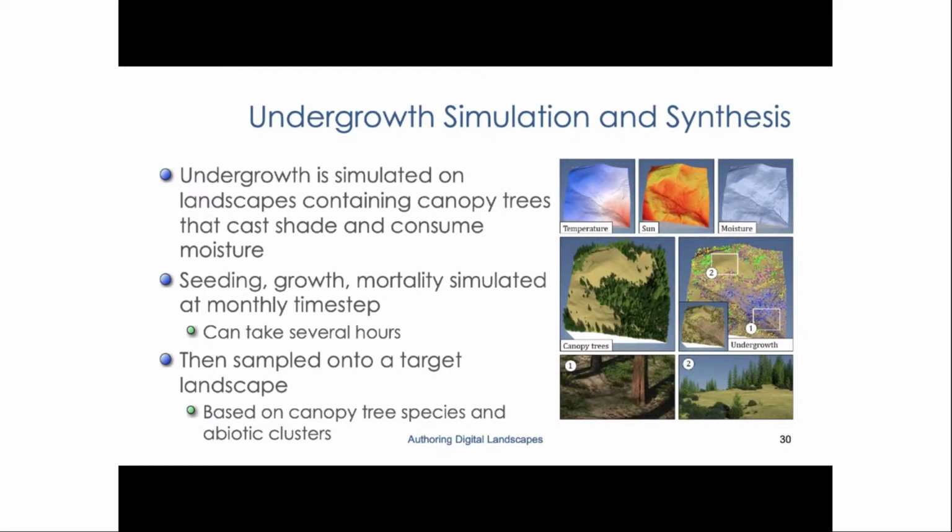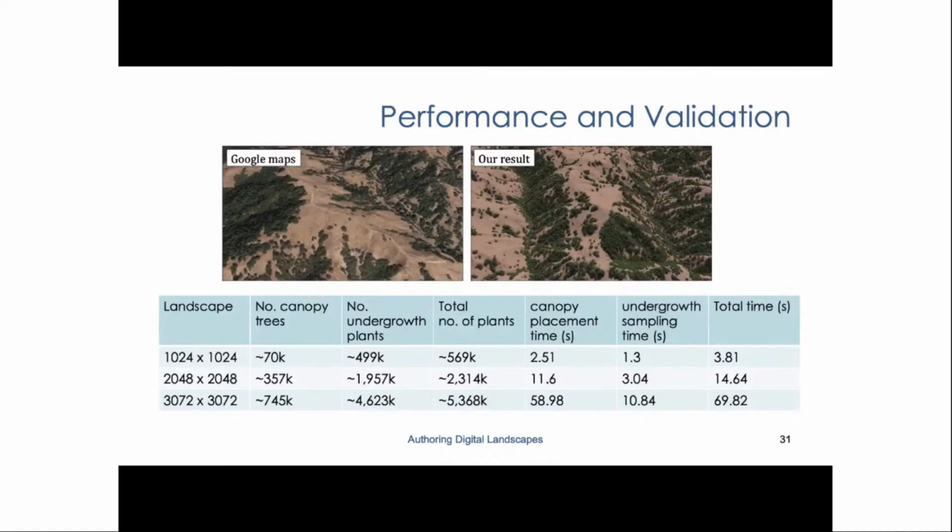A little bit about the performance and validation. We did compare our results to Google Map results for the Sonoma County area, which is where we got much of our source data. You can see on the top left that the Google Map output matches quite well to our results on the top right in terms of where plants are placed up against slopes. For example, west-facing slopes tend to get more plants in the Sonoma County area than the east-facing slopes.